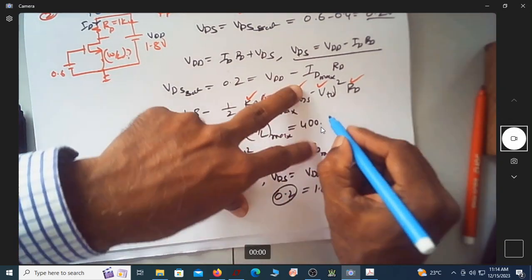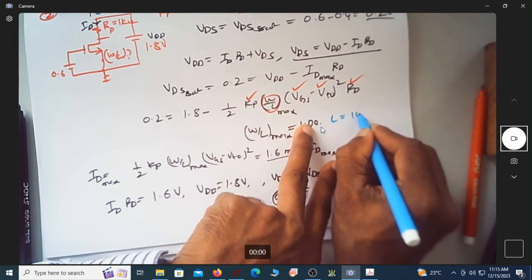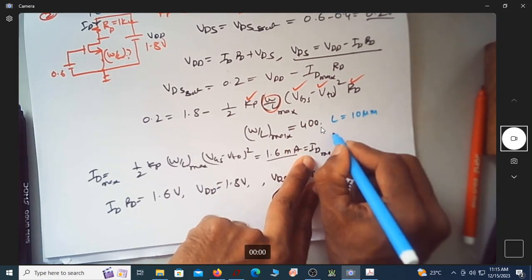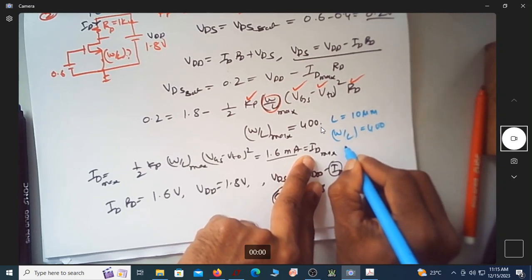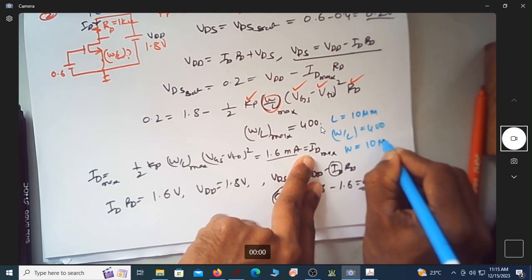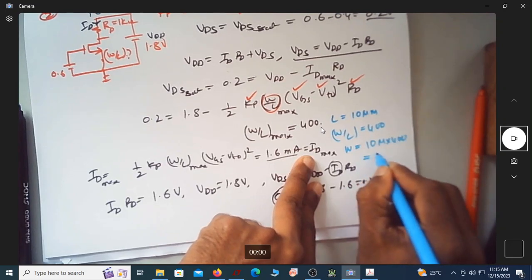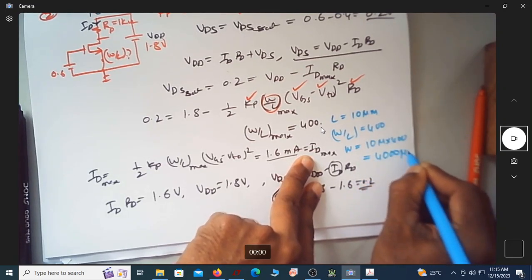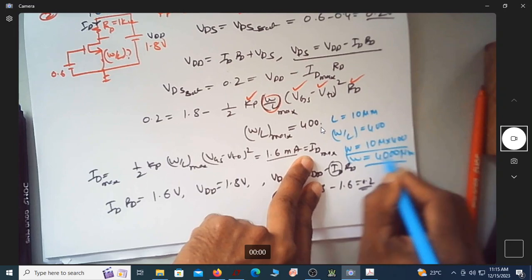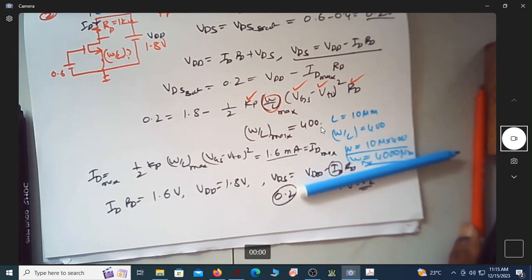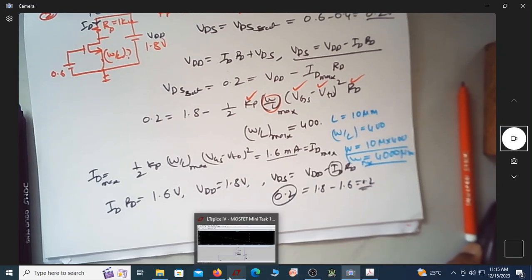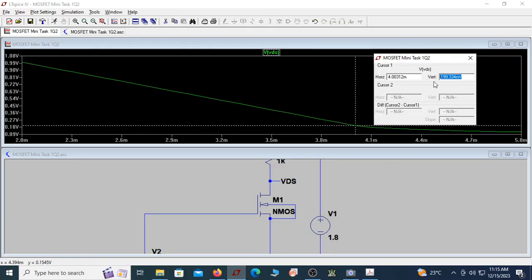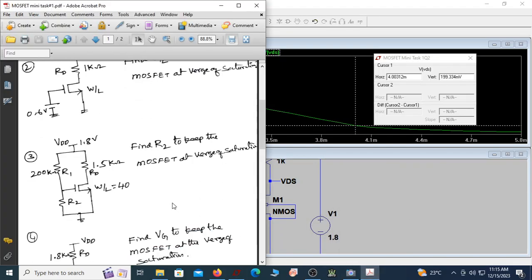So when L is equal to 10 micrometer, and W by L is 400, then what is W? Then it is 10 micro into 400, which is nothing but 4000 micrometer. So this is the value of W max at which the MOSFET is at verge of saturation. So that's what this is showing you. Okay, fine. So let us move on to the next.